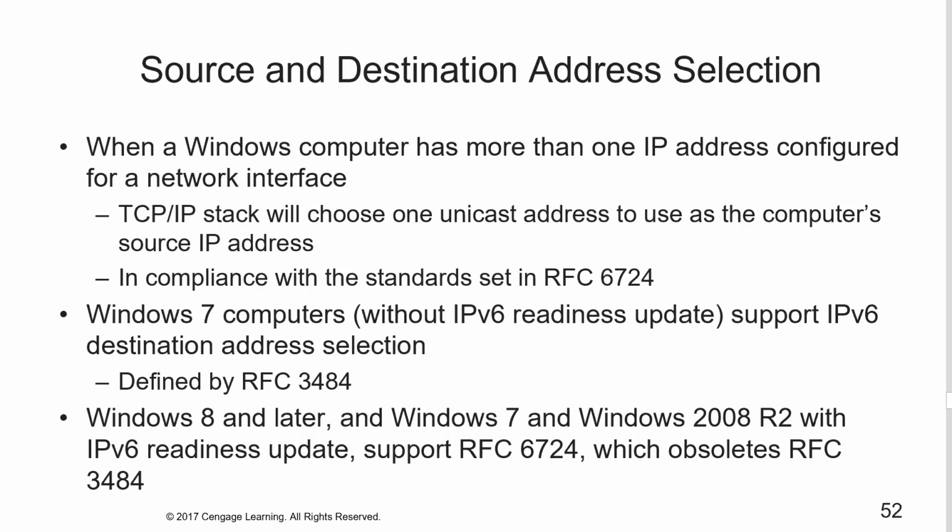So, source and destination address selection. When a Windows computer has more than one IP address configured for a network interface, the TCP/IP stack will choose one unicast address to use as the computer's source IP address. This complies with RFC 6724. Windows 7 computers, when we're not talking about the IPv6 readiness update, support IPv6 destination address selection as defined by RFC 3484. Windows 8 and later, and Windows 7 and Windows 2008 R2 with the IPv6 readiness update, support RFC 6724.